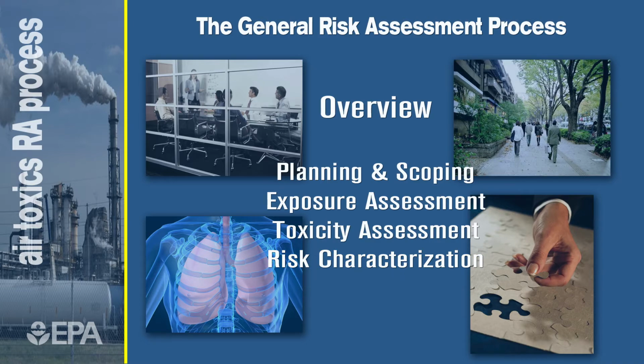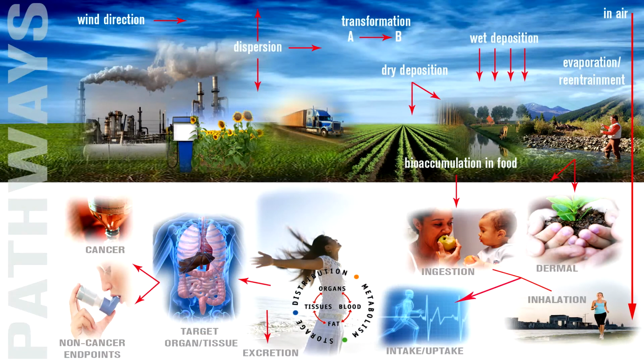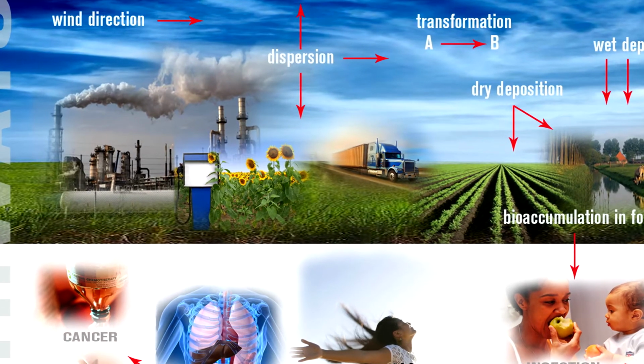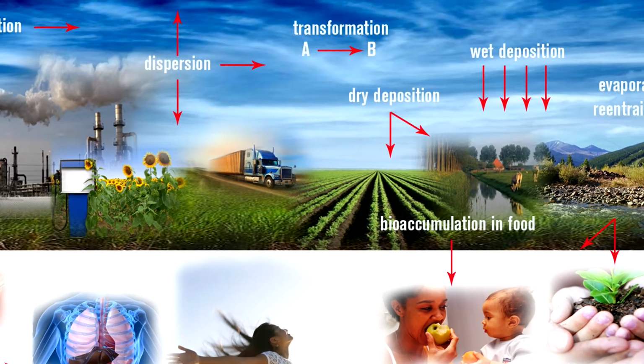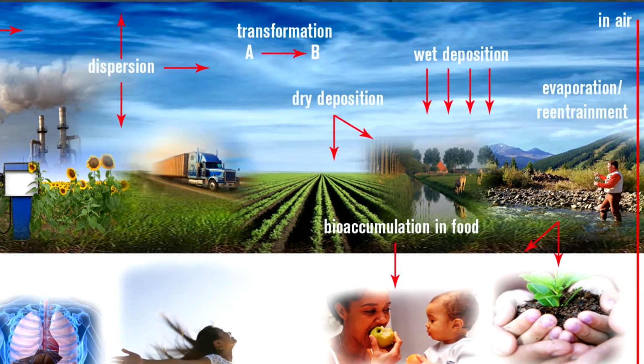So let's get started. You're familiar with this visual. Basically, it represents what happens in the real world when pollution is emitted into the air. Pollution is emitted into the air, it moves across the environment, we come in contact with it, and based on that contact, there's a potential for an adverse health outcome.